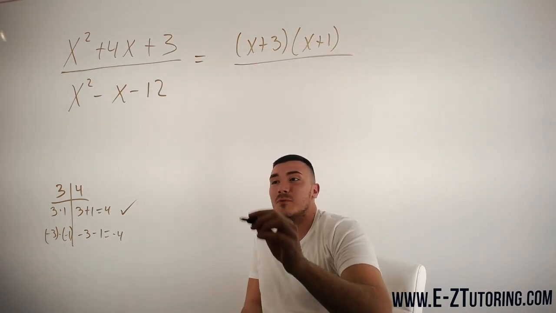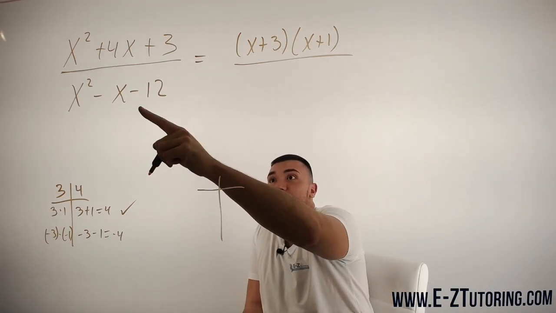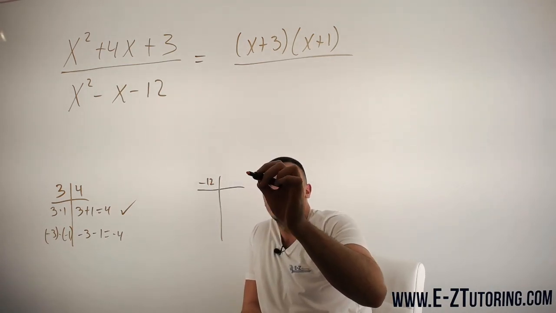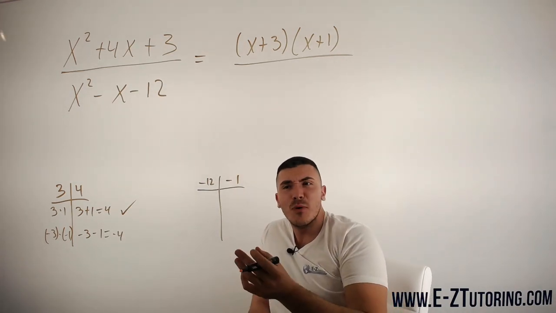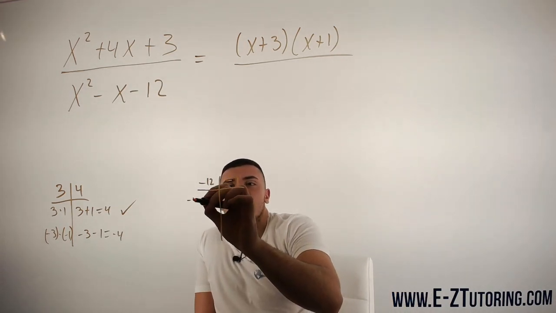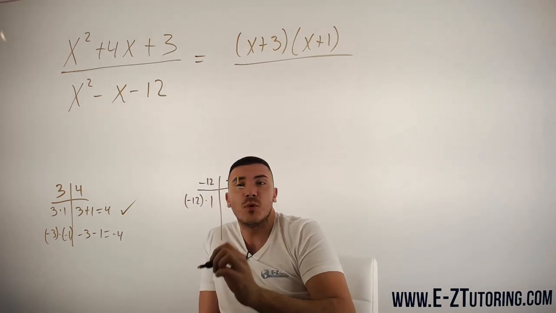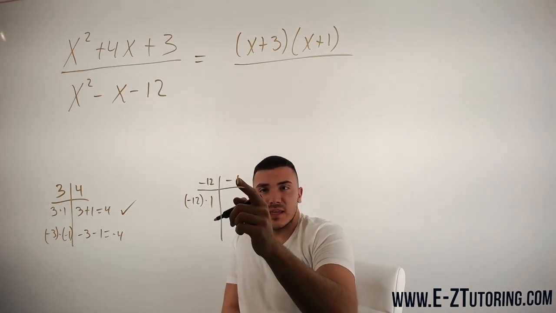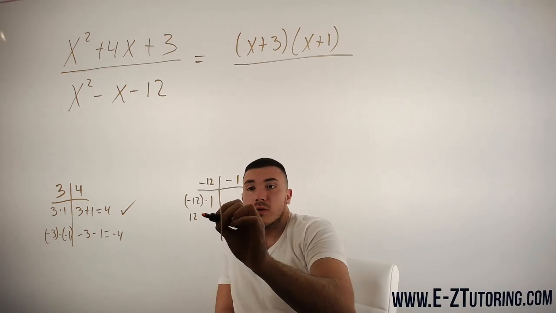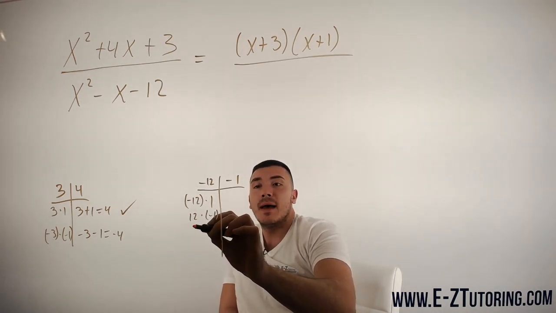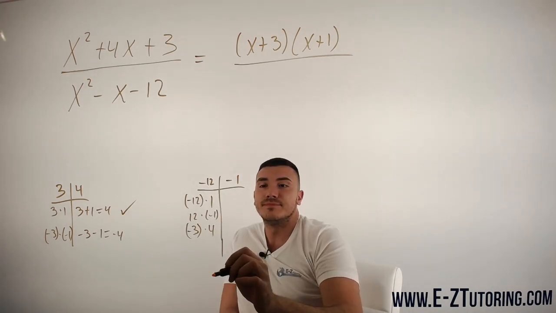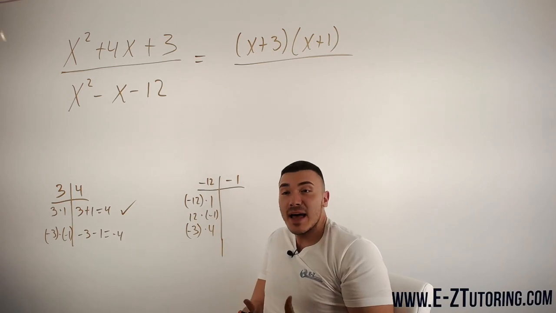So for the bottom, we need two numbers that multiply to negative 12 and two numbers that add to negative 1. So what multiplies into negative 12? You could say negative 12 times 1. Can't combine those to get negative 1. You also have 12 times negative 1. Those don't work. What about negative 3 times 4? Negative 3 plus 4 gives you positive 1.